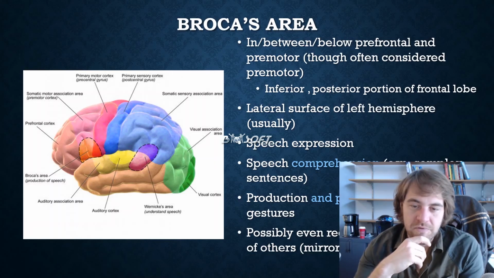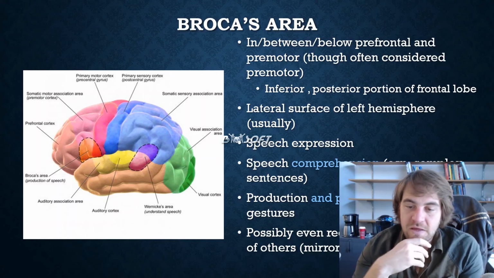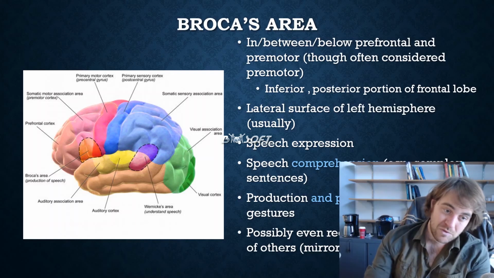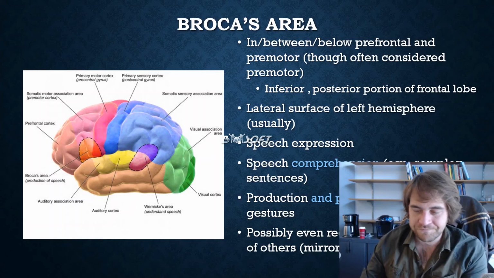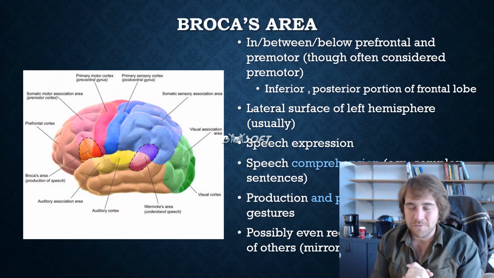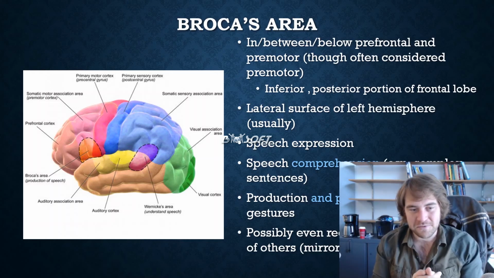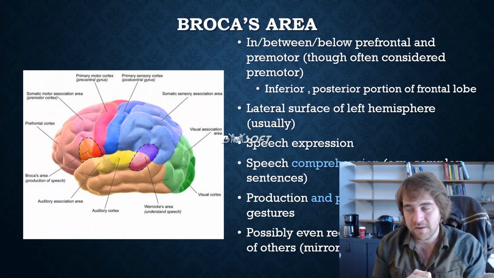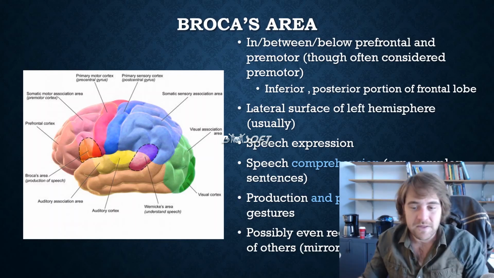We talked about how it's involved in speech expression and speech production, but it's also involved in speech comprehension, which is interesting because it's in the frontal lobe, more close to this primary motor area. It's also involved in the production and processing of speech-like gestures too. So everything that I'm doing with my hands while I'm talking to you is also being processed by Broca's area, which would mean then that a lot of sign language is governed in the same area that spoken language is.